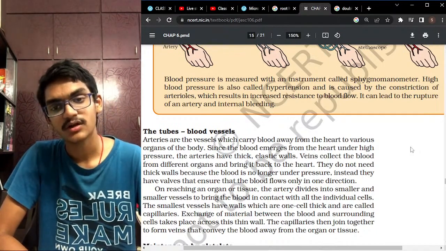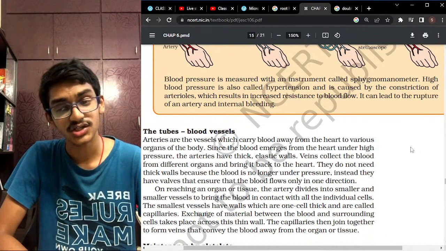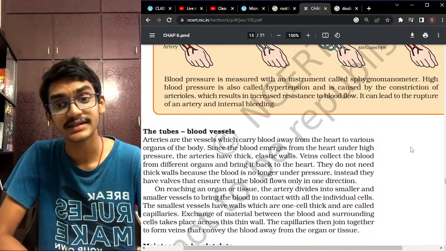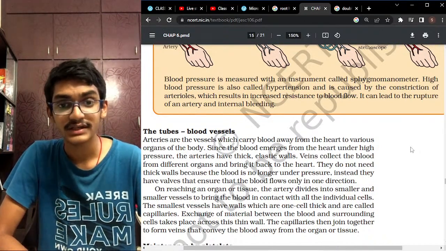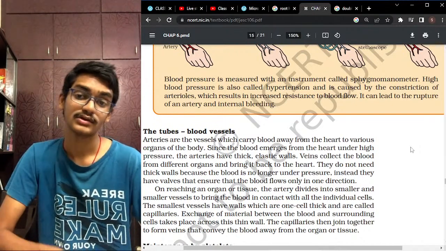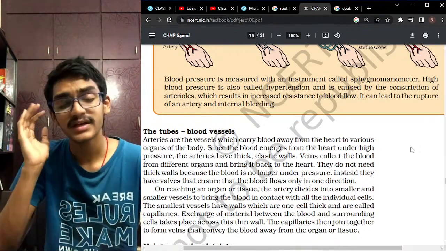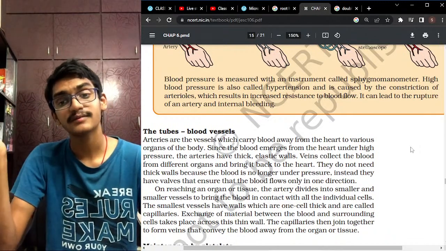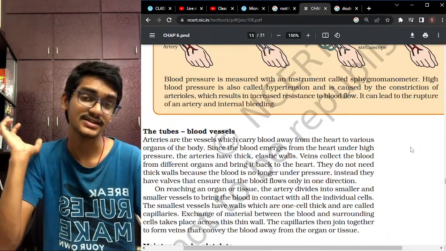High blood pressure, also called hypertension, is caused by constriction of arterioles, which results in increased resistance to the blood flow. It can also lead to the rupturing of the arteries and cause internal bleeding. We should never be under high pressure. High blood pressure is considered a hypertension situation.